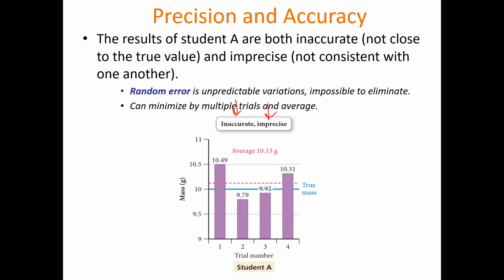So what can you do to minimize random error? You can do multiple trials and take an average. So when we look, the student is all over the place, but we see that they took 4 trials. When we average the 4 trials, it's at least a little bit closer to the true mass. Again, the student is still inaccurate and imprecise, but taking multiple trials can help alleviate some of that random error.